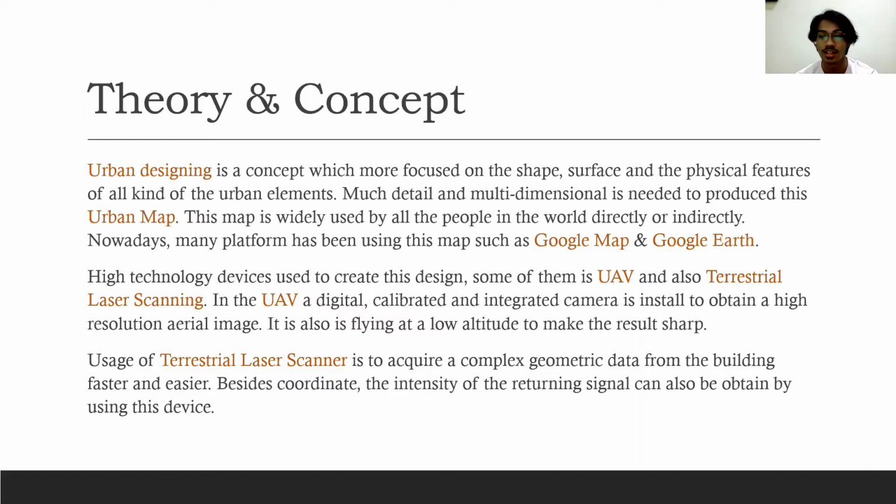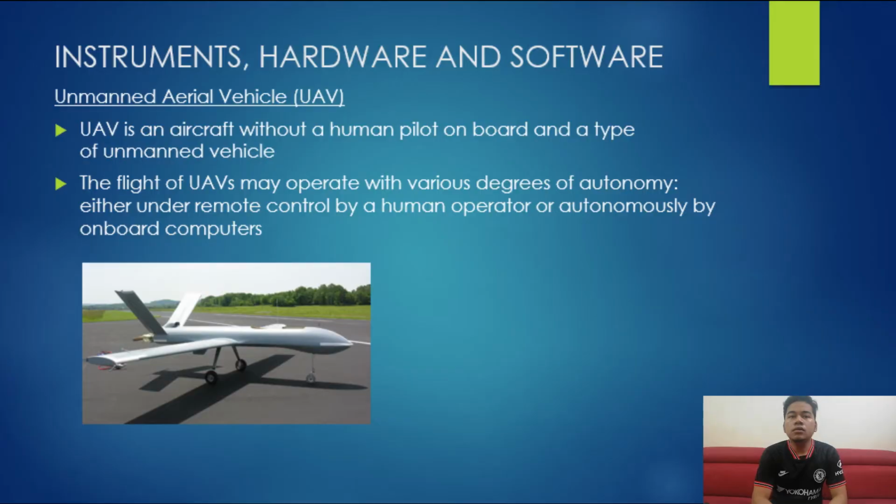Besides, the intensity of the returning signal can also be obtained by using this device. There are two instruments or hardware used to produce urban 3D plan. First instrument is an unmanned aerial vehicle, or we call it UAV. UAV is an aircraft without a human pilot on board and a type of unmanned vehicle.